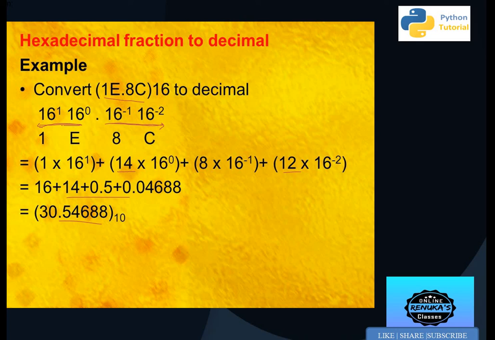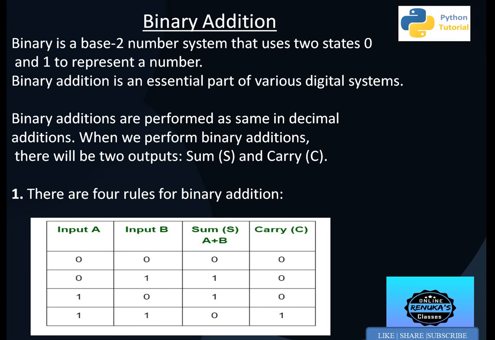Now moving to next, these were the conversions for the fractional numbers. Now is binary addition. Binary is a number system based on two digits 0 and 1. The rules for binary addition are almost the same as simple addition. It is very useful in digital systems. If we want to add two numbers 0 and 0, then the sum will be 0. 0 and 1, then the sum will be 1.